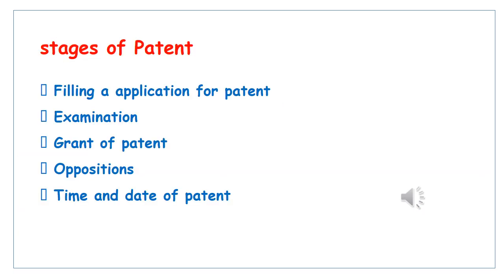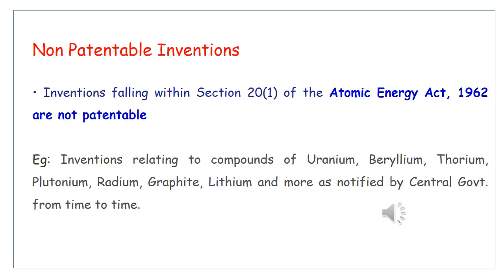Next, what are the stages of patent? The stages of patents are filing an application for patent, examination, grant of patent, opposition, time and date of patent. What are non-patentable inventions? The inventions falling within section 21 of the Atomic Energy Act 1962 are not patentable. Example, inventions relating to compounds of uranium, beryllium, thorium, plutonium, radium, graphite, lithium and more as notified by the central government from time to time.